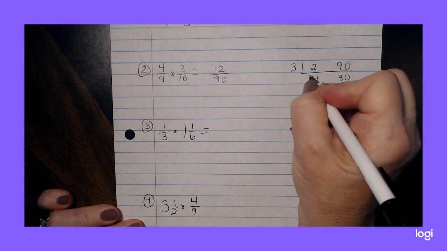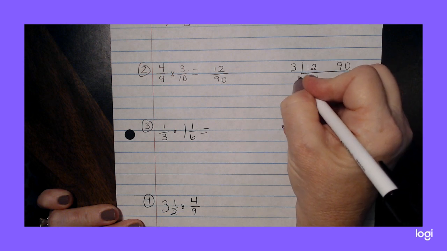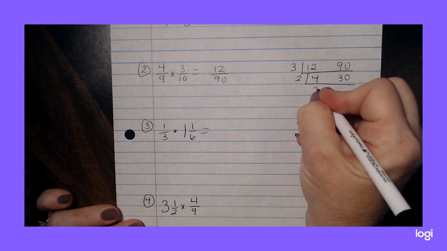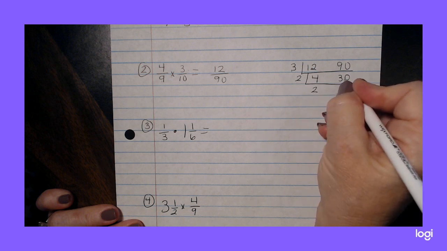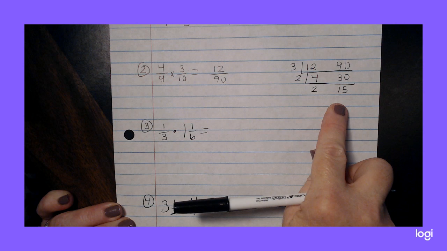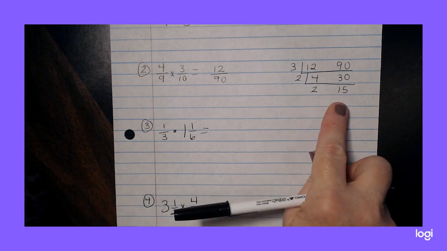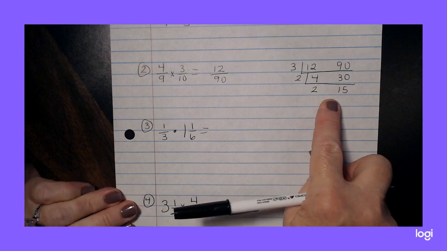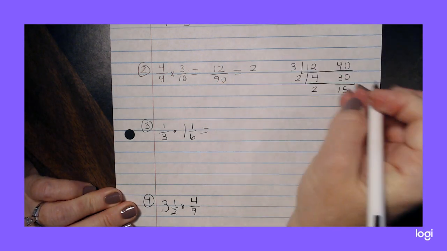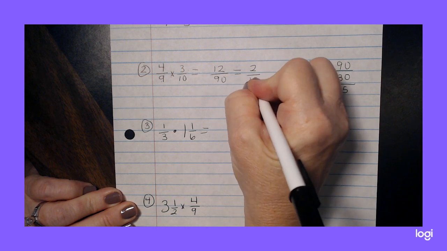Looks like these are both even, so I can use the number 2. 2 goes into 4 2 times, and 2 goes into 30 15 times. If I look here, 2 and 15 do not share factors except for the factor of 1, so I know that this is simplified. 2 over 15 is the final answer.